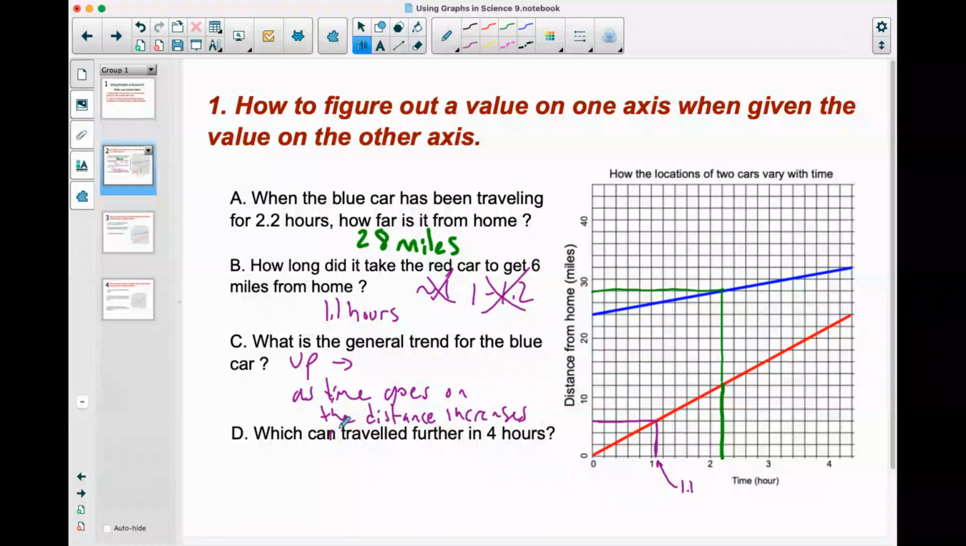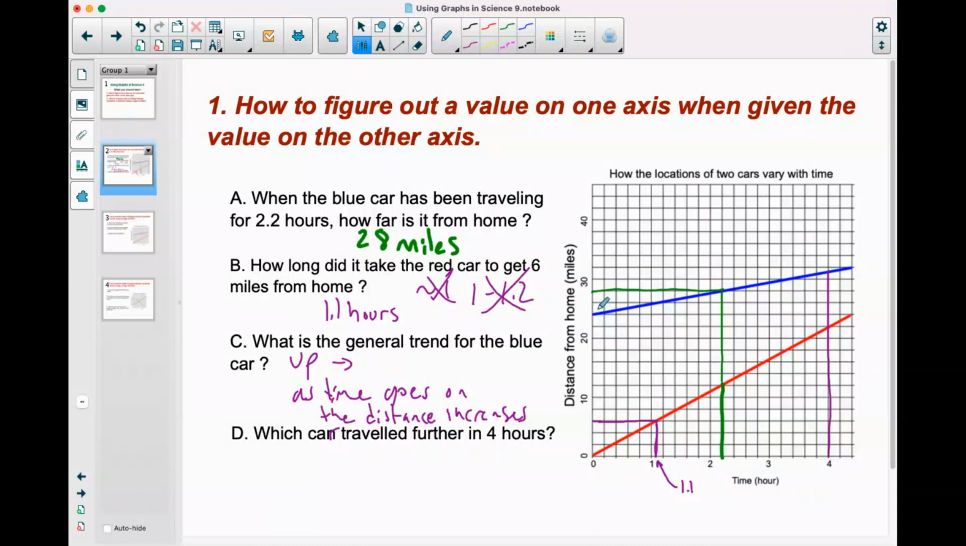Now, which car traveled further in 4 hours? So here's 4 hours. Now, the question of which traveled further is not the same as which car is further from home. The blue car is clearly further from home. The blue car is somewhere around 31 or so miles from home.